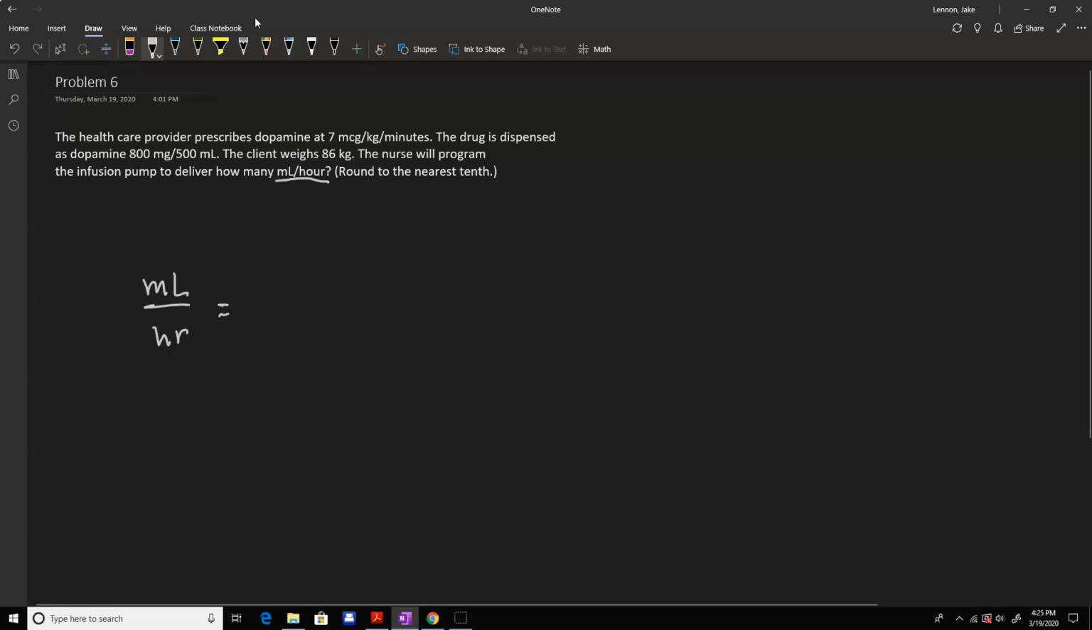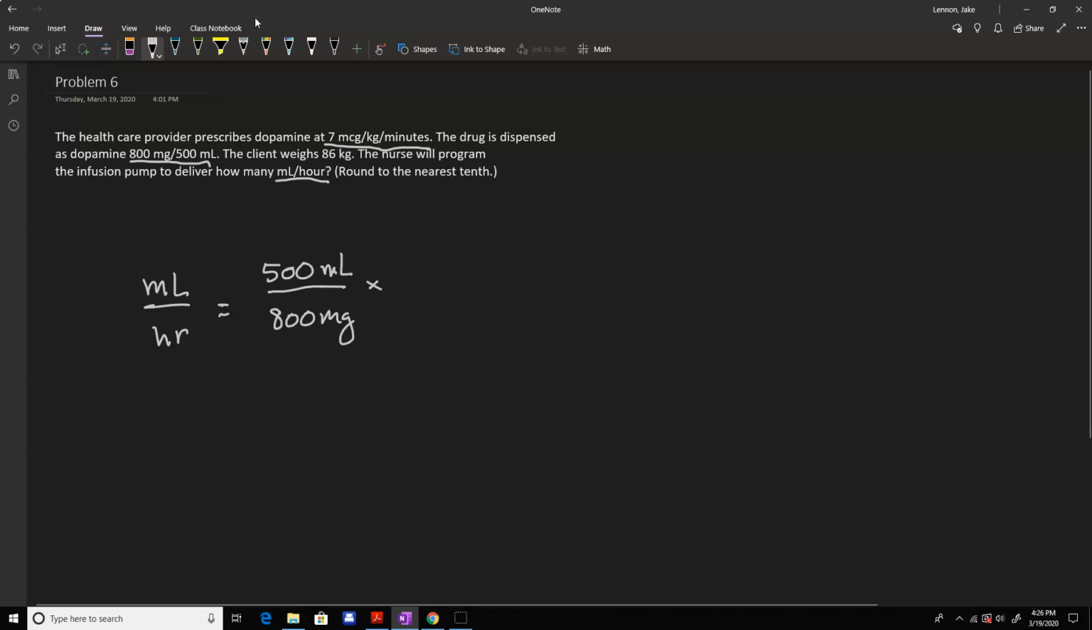And we need to look for milliliters in the problem. So that only appears one place. Again, we have this slash, so we're going to treat this as a fraction. We know the milliliters needs to go on top, so we're going to write this as 500 milliliters over 800 milligrams. Now our job is to cancel milligrams. So don't think about the hours until this milligrams is gone. So do we see milligrams anywhere? No, we only see this complicated looking unit, micrograms per kilogram per minute.